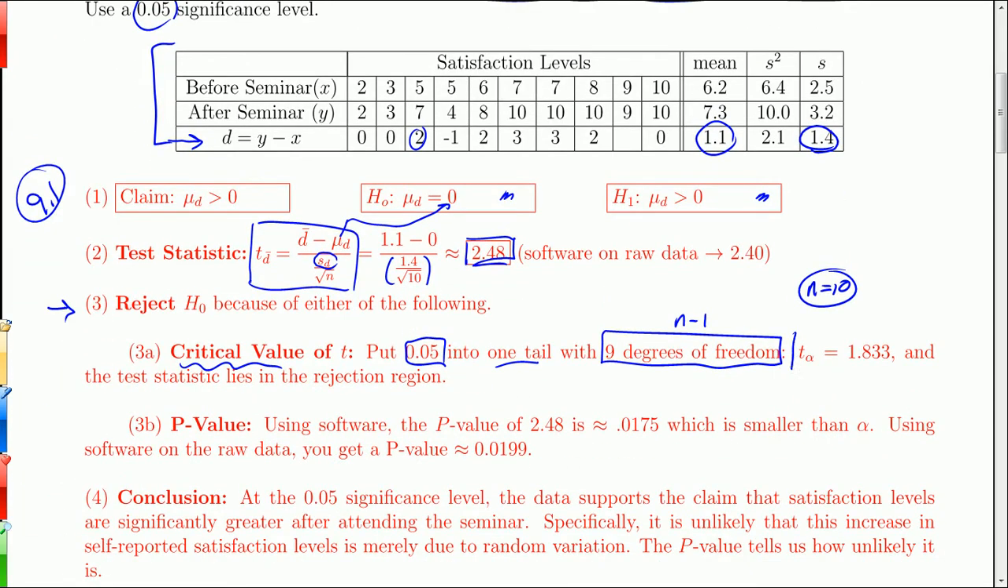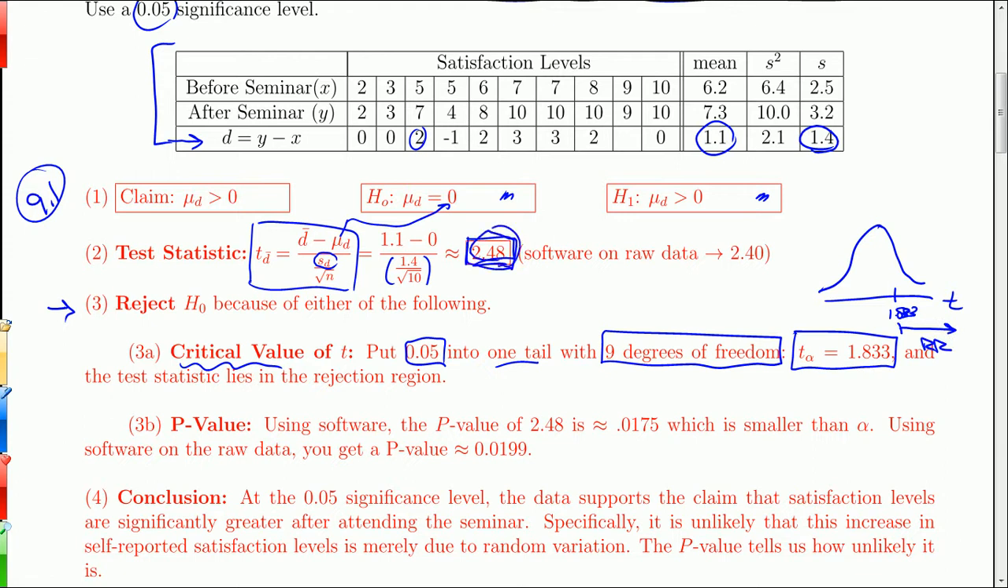1.833, that's where this came from. Right, and so I didn't draw the distribution, but if I did, I would put my t distribution here, t values, and 1.833 would be somewhere over here. And the rejection region would be everything to the right of 1.833, because this is a right tail test.